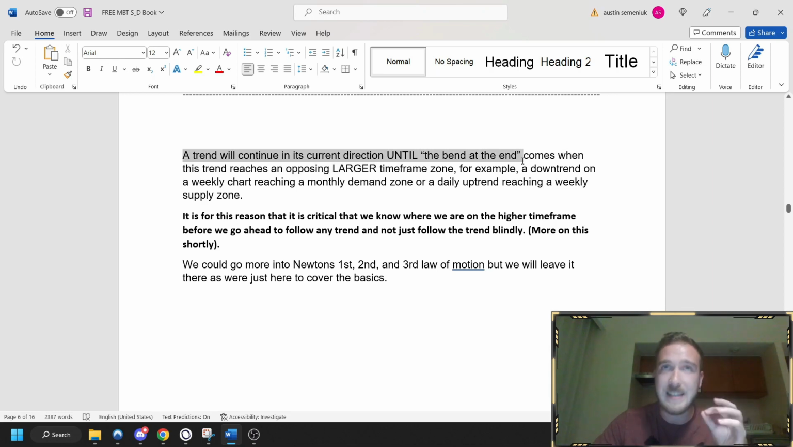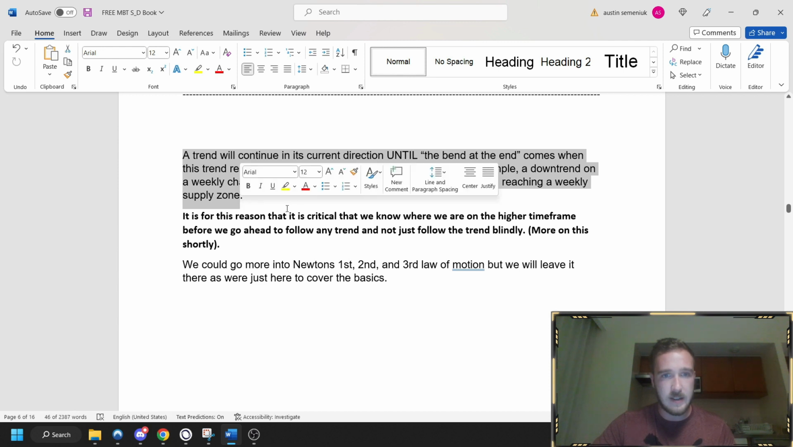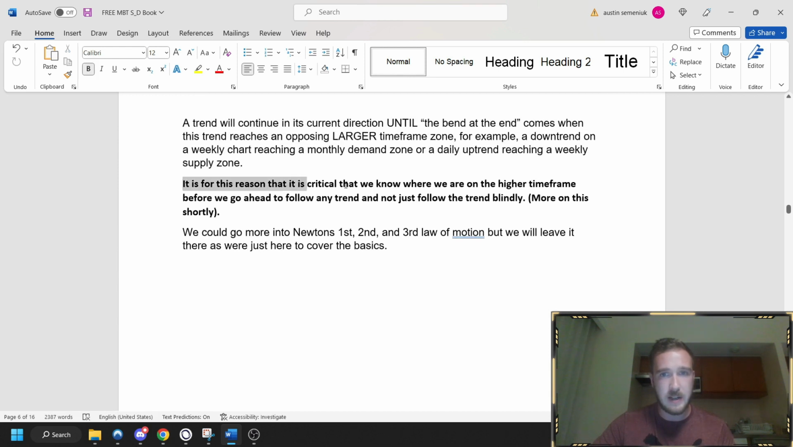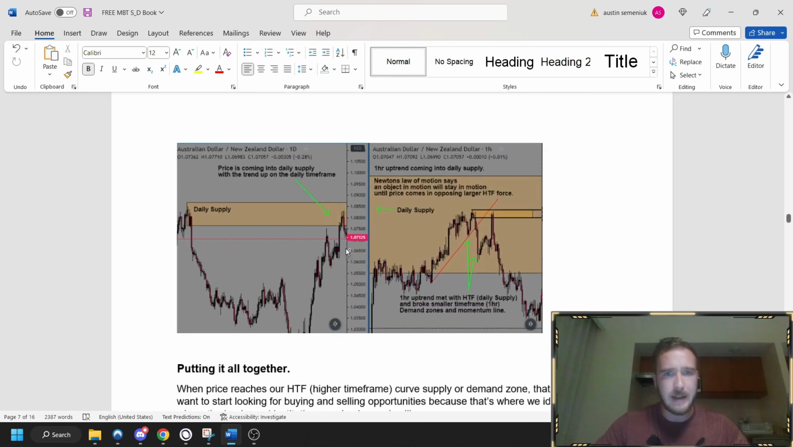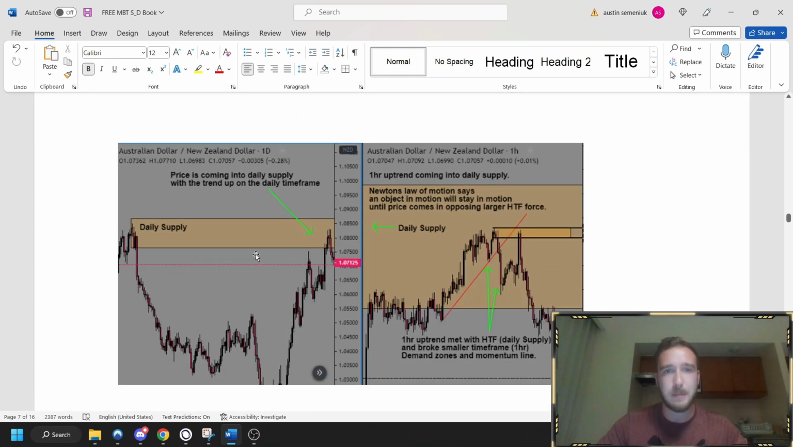Price hitting that opposing higher time frame zone, right? Let's see. This is why it is critical for us to know where we are on the higher time frame. We always start on the higher time frame, right? Let's get into it. Okay, we got an example right here. Okay, great. Let's just use this since we're in a book.